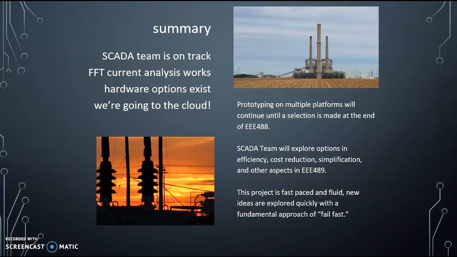We're looking at going to the cloud. We're checking out cloud technologies. That's just another one of these options that we get to look at. It's a very fast-paced project, very fluid. New ideas are explored very quickly, and we employ those introduction to engineering philosophies that were taught to us about fail early and fail often.